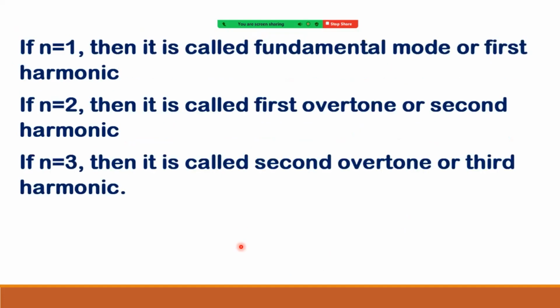So I have taken notes. You can take notes here. If n equals 1, it is called the fundamental mode or first harmonic. N equals 2 is called the first overtone or second harmonic. N equals 2 means 2 loops, right? N equals 3 means 3 loops. Then it is called the second overtone or third harmonic.